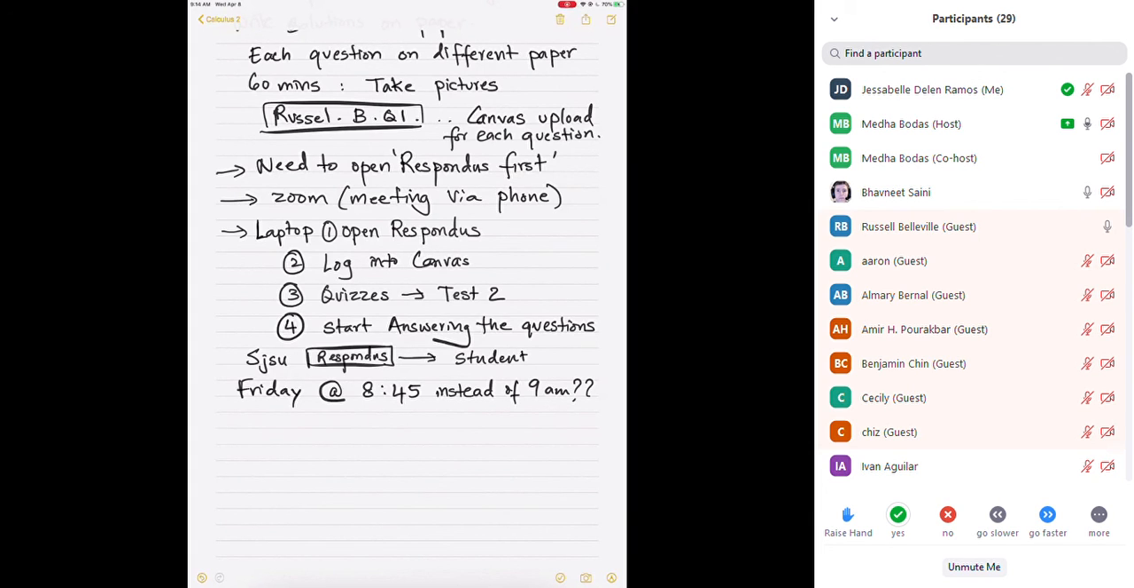Because I want to stop at 10:10. I don't want to go beyond that because some of you have classes. So if it means 5 minutes more to you guys, take 5 minutes more. Does that make sense? Okay.